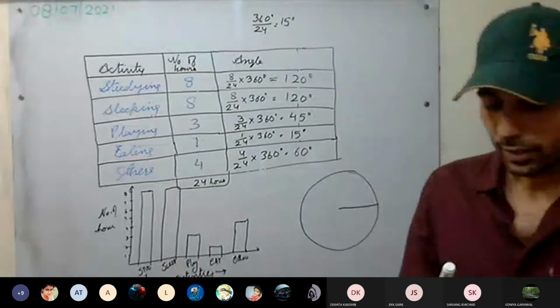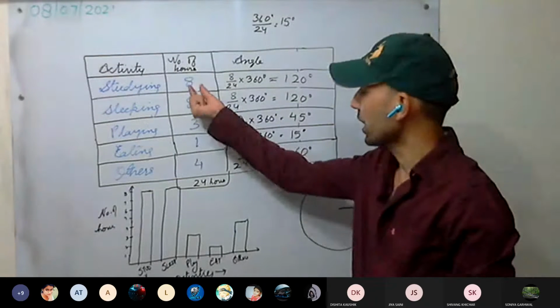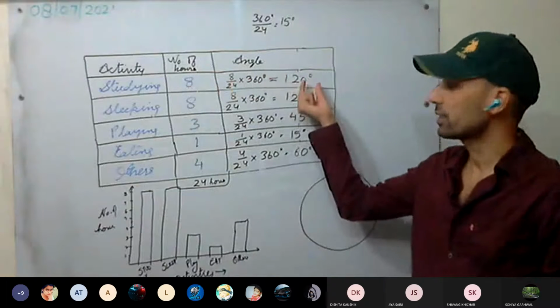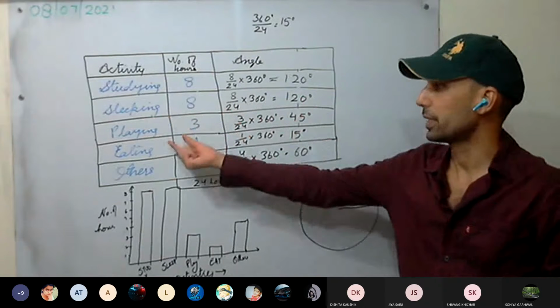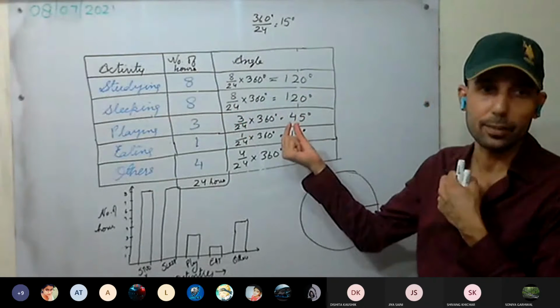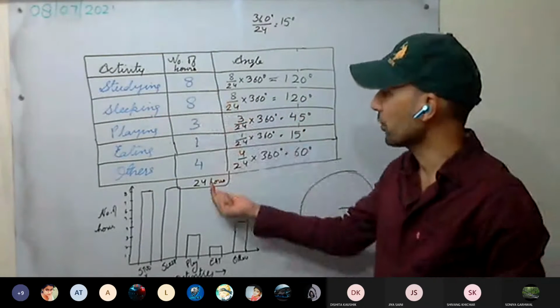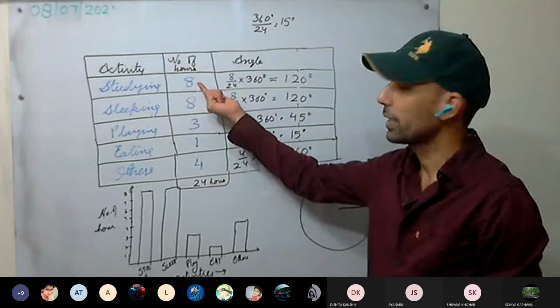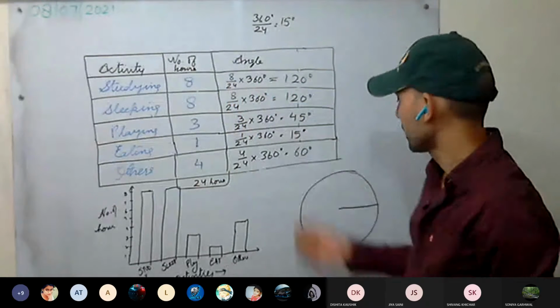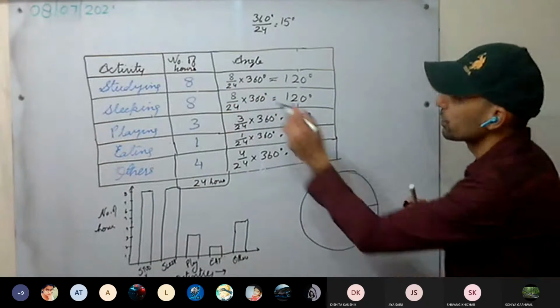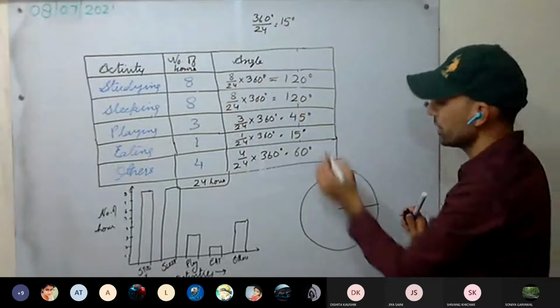So see here, we have converted each activity: how much of the sector studying will represent, how much sleeping will represent, how much playing will represent. First we calculated the fraction, that is, out of 24, how many hours? 8 hours. 8 upon 24 into 360. We have calculated. Now the first one, studying, how many degrees?